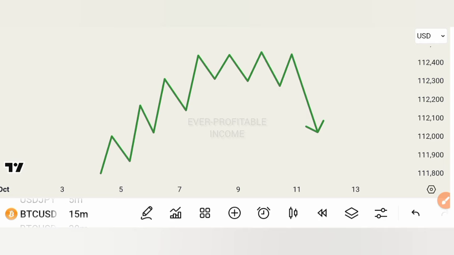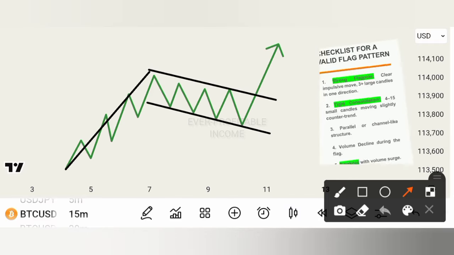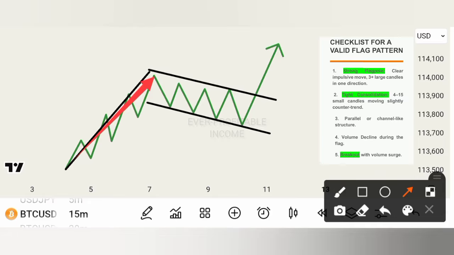Now let's check out the points. Let's outline the points to say that a flag is valid or not. The first thing to look out for is what? The appearance of a strong pole. There must be a strong pole like we have here. So there must be a strong bullish trend. That is the pole. There must be large candle bodies appearing or large momentum in the market. That's the first thing for you to know.